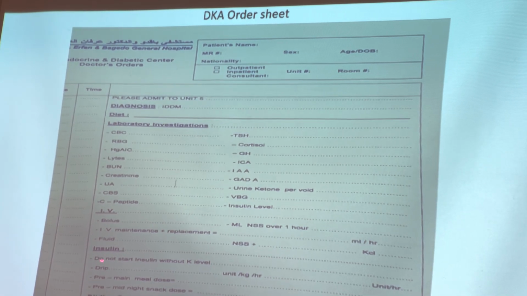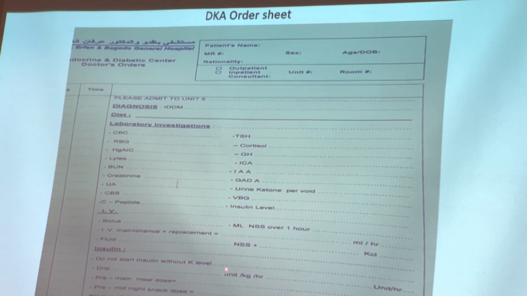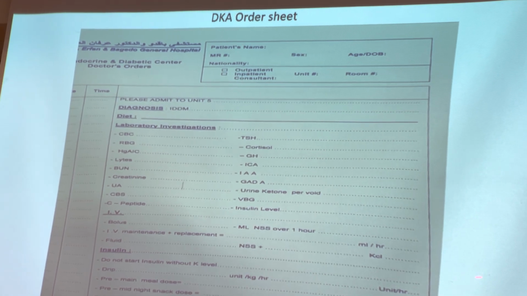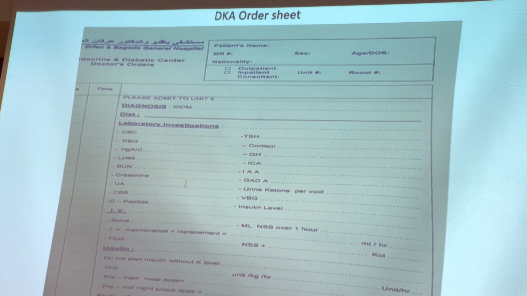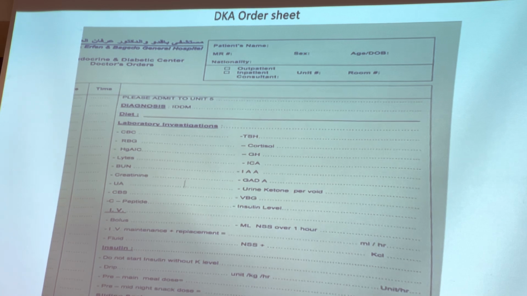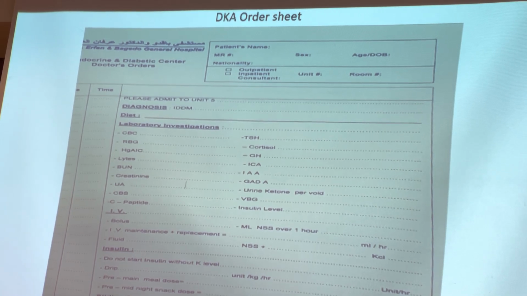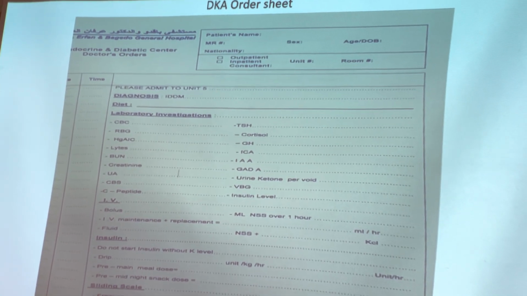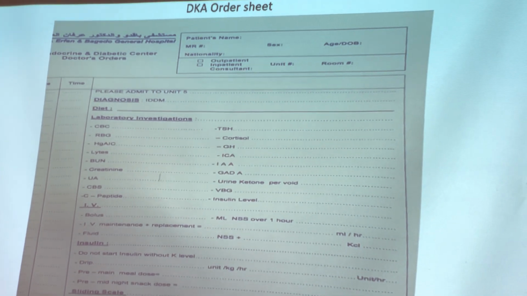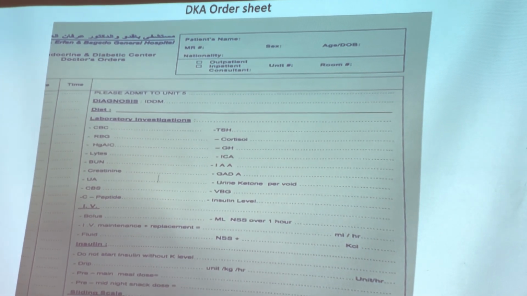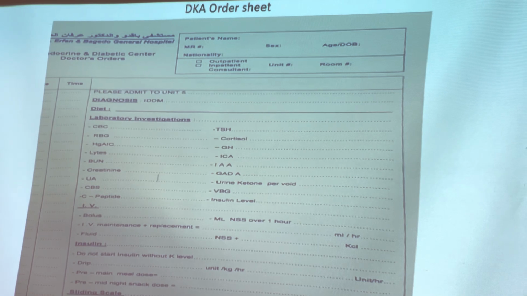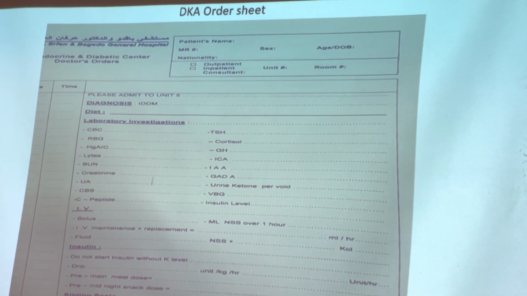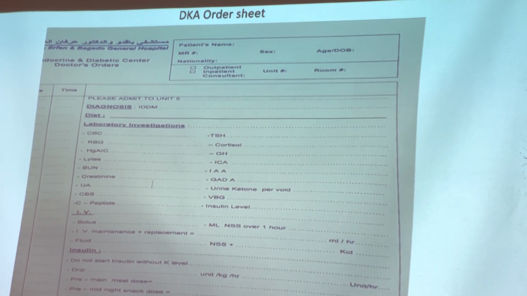Here's the insulin. Don't start the insulin without a potassium level. You all know that insulin is causing hypokalemia. So we never start the IV insulin without a potassium level. But recently we noticed that we are late in getting the electrolyte results. We may wait more than 2 hours to get the potassium level. So this is dangerous for the patient. Let's say the patient came at 6 p.m.